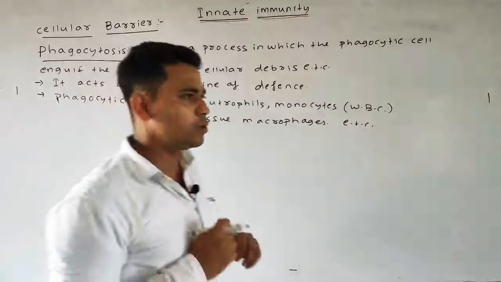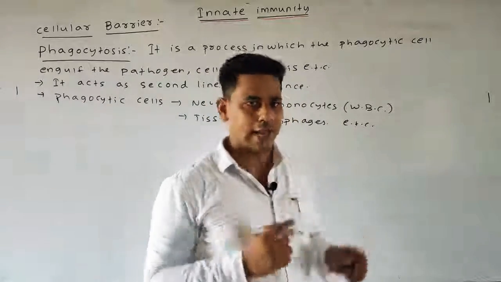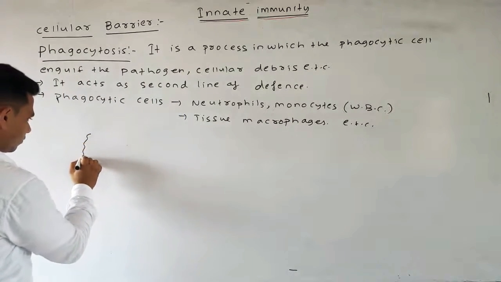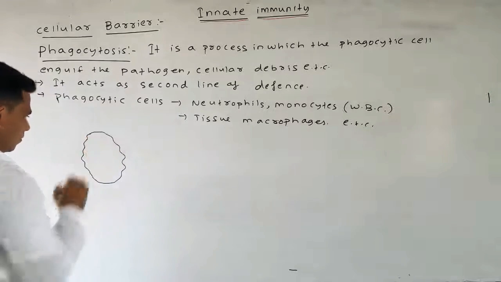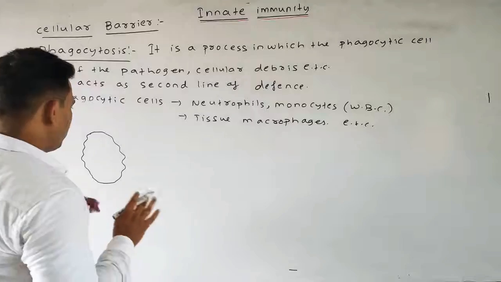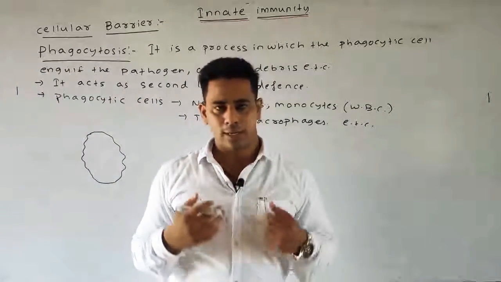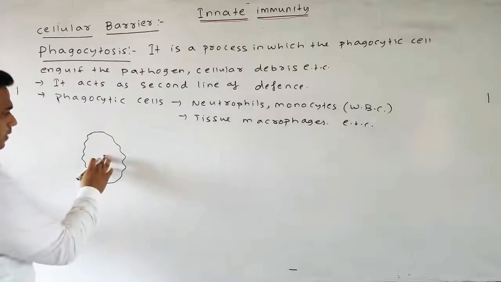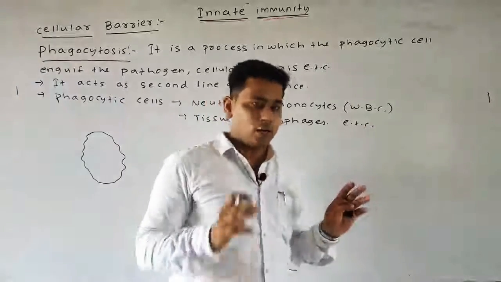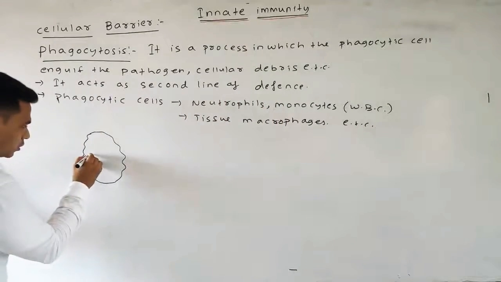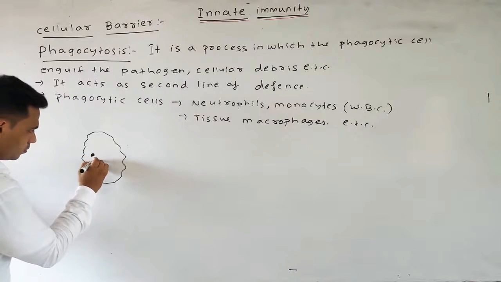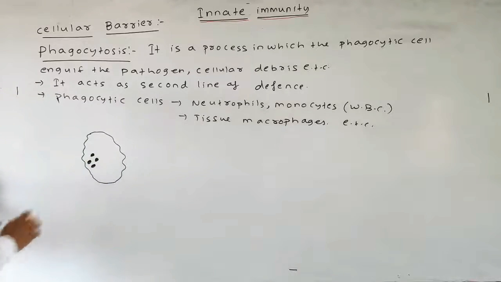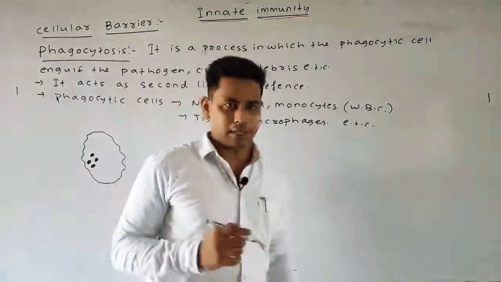Now come to the concept of how the phagocytic cell comes to act. Suppose this one is your phagocytic cell. We will not go into the detail of the organelles that are present in the phagocytic cell. We will just focus on the lysosomes that are present inside the phagocytic cell, which help in digesting the pathogens.